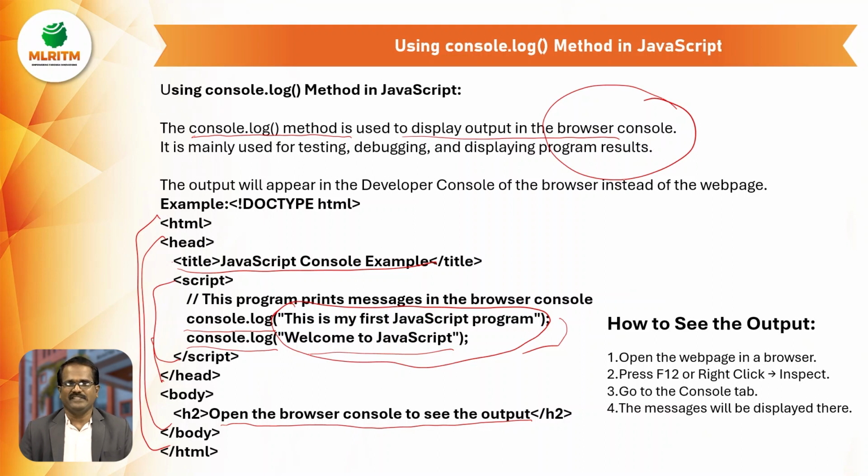So these are the three ways we can write JavaScript: using the document.write method, using the alert method, using the console.log method. These are the three ways to write JavaScript inside HTML. This is how we can write and execute a JavaScript program. I think everything is covered.